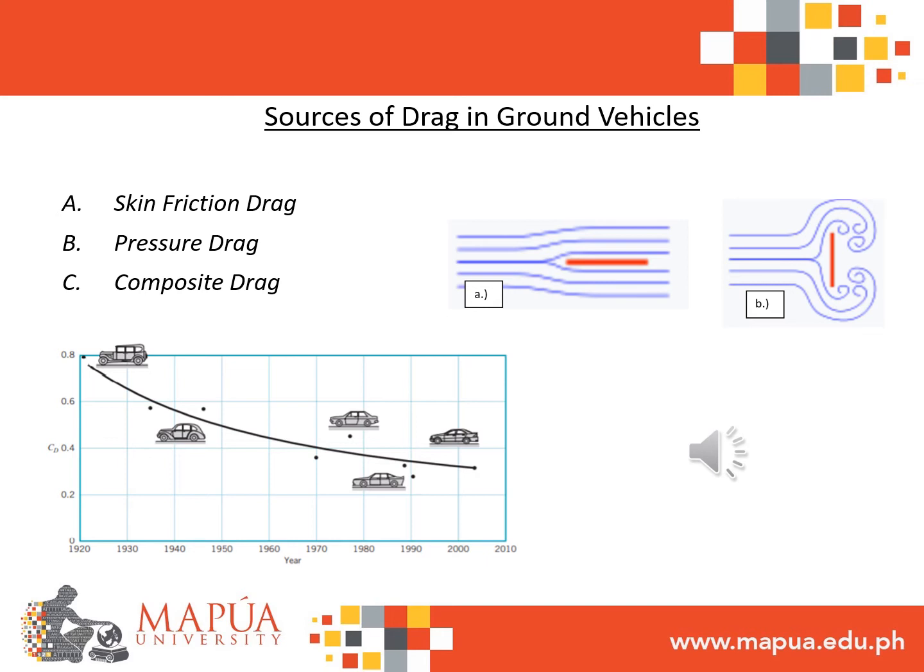With years of improving the aerodynamic design of the car, as you can see in the figure, it is found that there has been a significant reduction in drag by reducing the frontal projected area of the car.